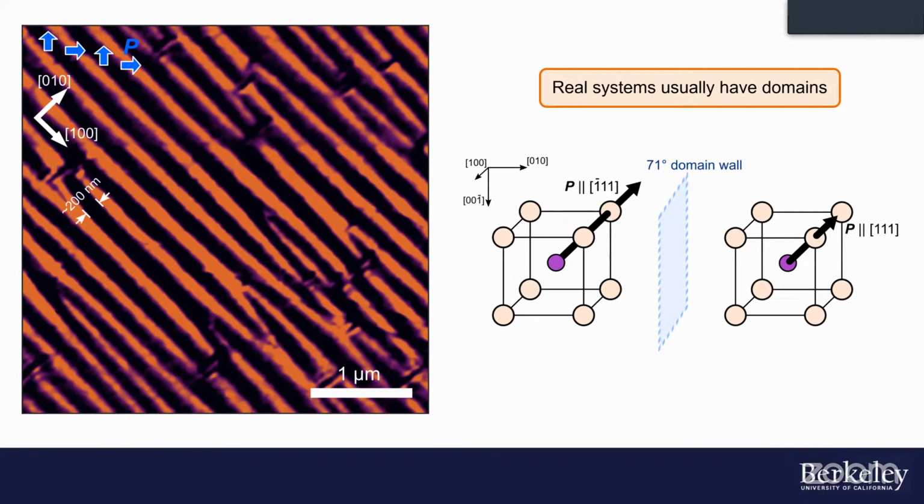Now, as I've been saying, the magnetism is very strongly coupled to the polarization in BFO. And so if the polarization is doing this zigzagging back and forth, we might also expect the magnetism to do something like zigzagging back and forth.